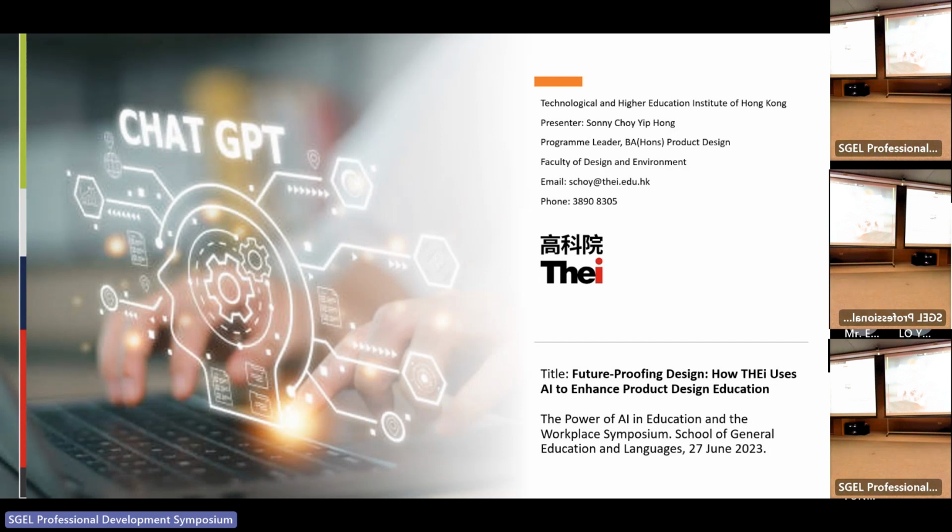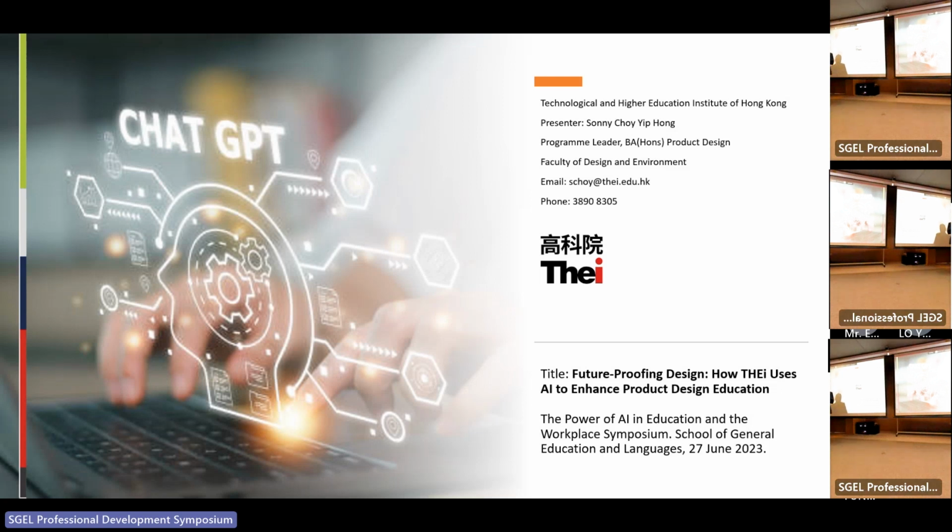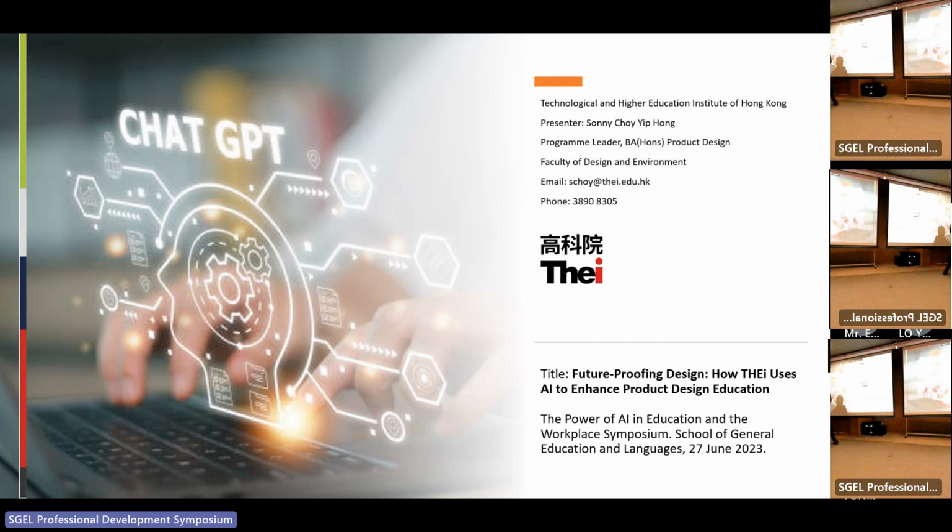So I'm Sonny CHOY. I'm a program leader of product design here at THEi. Today my topic is future-proofing design: how THEi uses AI to enhance product design education. For the future-proofing part, I have a list of measures that we use to future-proof the program, but I'll also give examples of how we use AI to help that process as well.